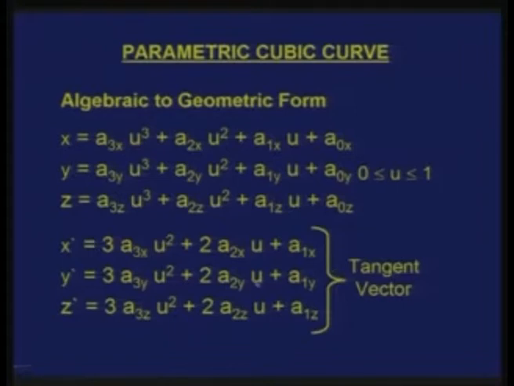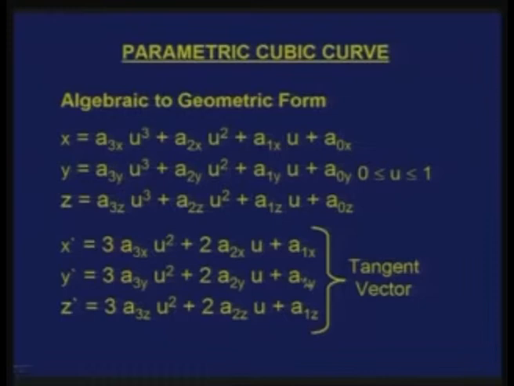The x prime, y prime, z prime which are shown here are called the tangent vector, and tangent vectors are also a function of parameter u. They vary, so you have different tangent vectors at different values of u. As I substitute u equal to 0 to 1, I get different values of this.